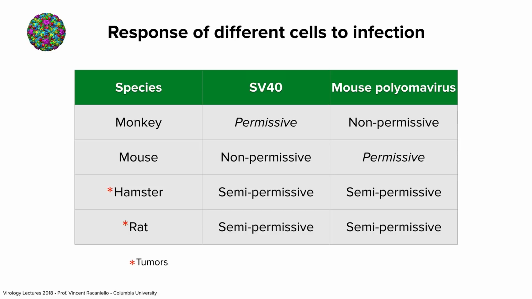Then we get to hamsters. Hamsters are semi-permissive for both SV40 and mouse polyomavirus. We see tumors in hamsters infected with either of these viruses. In rats, these cells are semi-permissive for both SV40 and mouse polyomavirus, and we see tumors there. What do I mean by semi-permissive? No late genes are expressed. Remember, these DNA viruses have transcriptional programs. They have an early and a late phase, sometimes multiple earlies, but they all have a late phase. Semi-permissive means there's no late phase of replication.